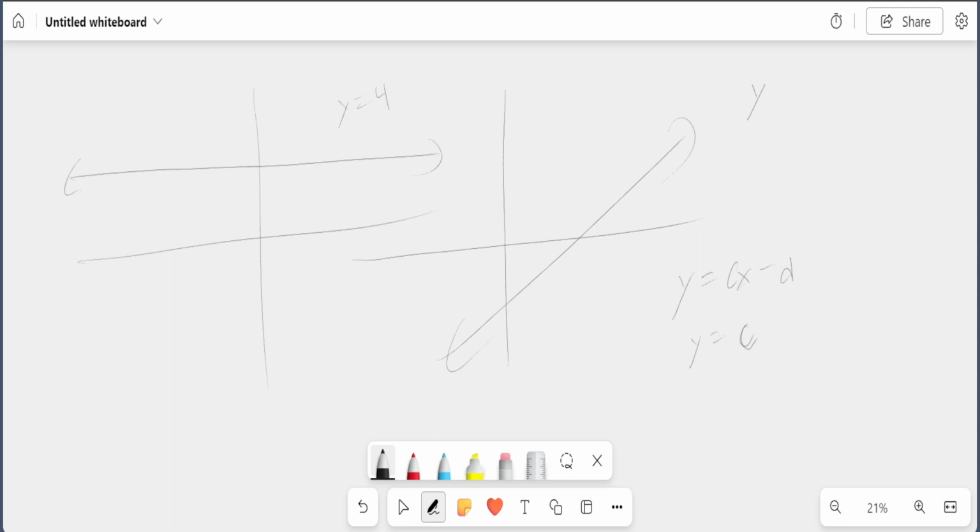Is that monotonic? No, because that would be basically the same as 4 plus 0x, and if we found the inverse, we would swap x and y, so x is equal to 4, and that is not a function. So that is not monotonic because the horizontal line we pass through it passes through all the points, so it doesn't pass the horizontal line test. That was just something I wanted to clear up.